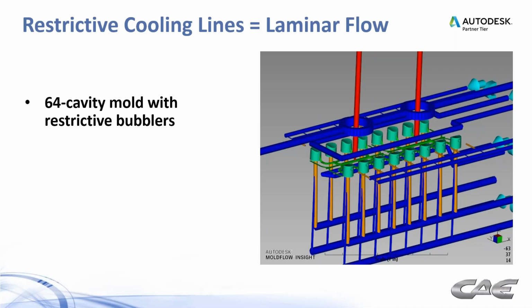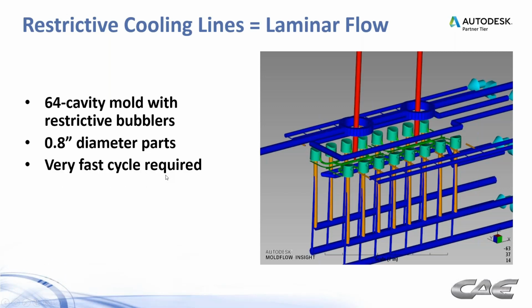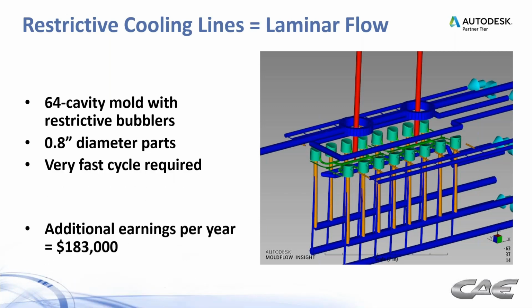So in this case, maybe you have molds that you work with that are high cavitation. Here's a look at a quadrant of a 64 cavity mold. Initially the design had very restrictive bubblers in there. Some of you may call those cascades if you live in Canada, but we'll call them bubblers. The parts themselves are very small, 0.8 inches in diameter. A very fast cycle is required.